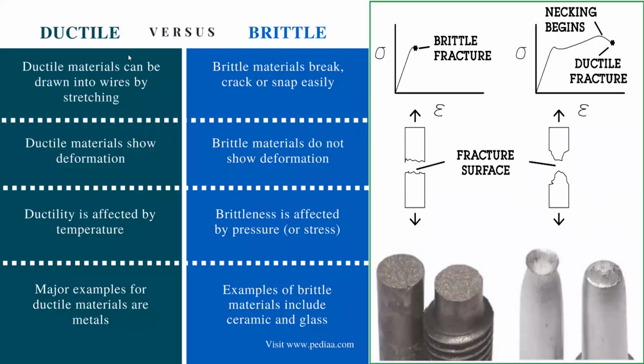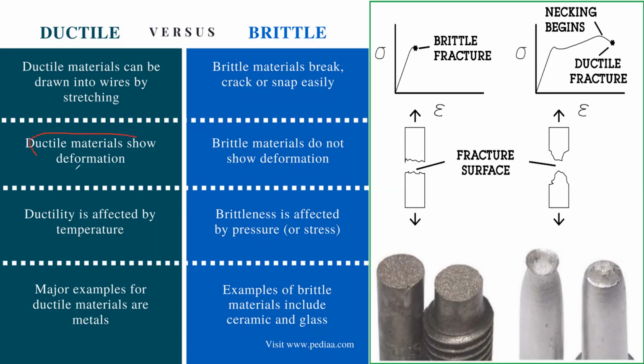So here you can see ductile versus brittle. I have given the properties in a table. The first point is that ductile material can be drawn into wires by stretching. By applying a tensile load, we are able to convert the shape into wires or plates. Whereas brittle material does not undergo plastic deformation. Brittle materials break, crack, or snap easily, so there is not any plastic deformation in brittle material.